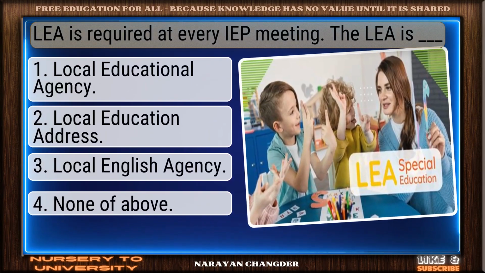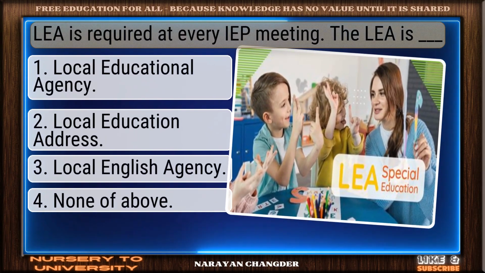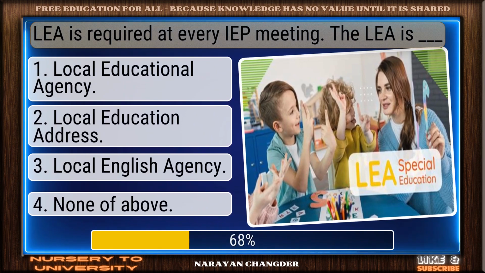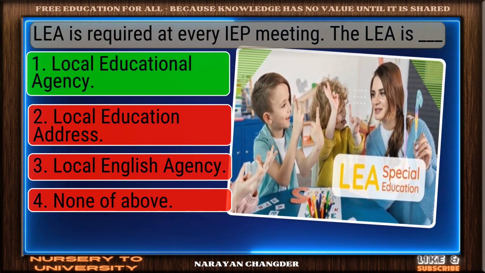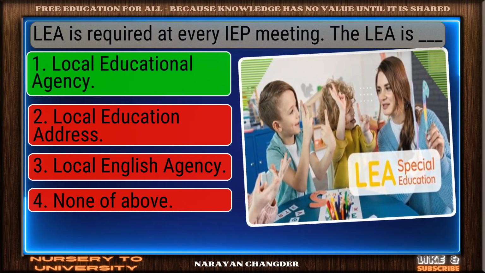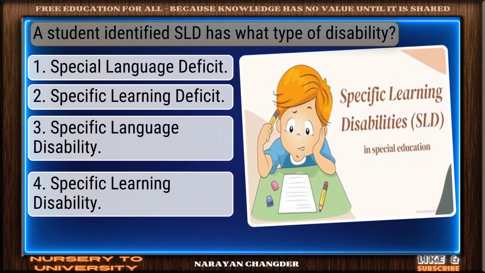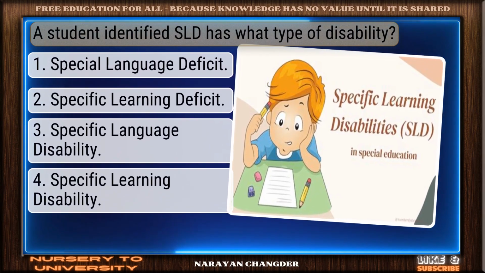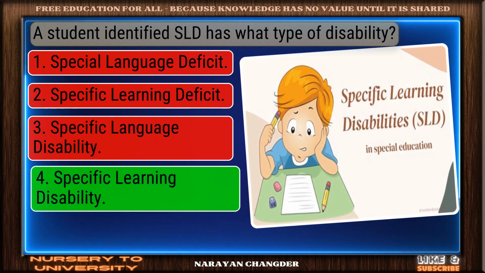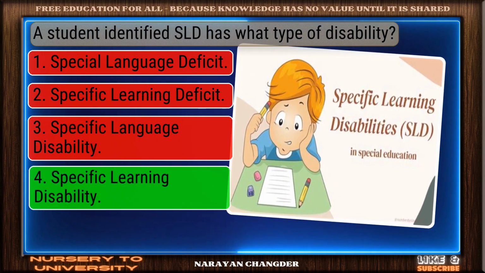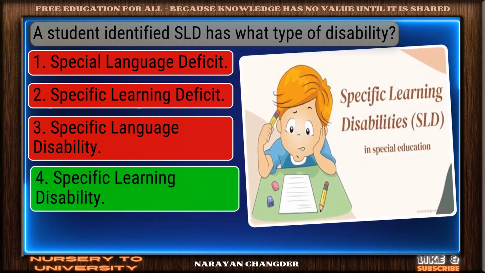LEA is required at every IEP meeting. The LEA is dash. Strong choice. Local educational agency is the right answer. A student identified as SLD has what type of disability? Nice selection. Specific learning disability is the correct and valid answer.